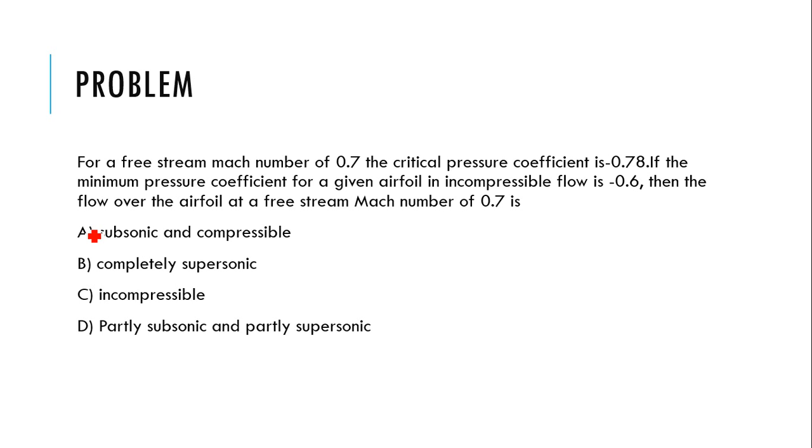For a free stream Mach number of 0.7, the critical pressure coefficient is minus 0.78. If the minimum pressure coefficient for a given airfoil in incompressible flow is minus 0.6, then the flow over the airfoil at a free stream Mach number of 0.7 is: subsonic and compressible, completely supersonic, incompressible, or partly subsonic and partly supersonic.